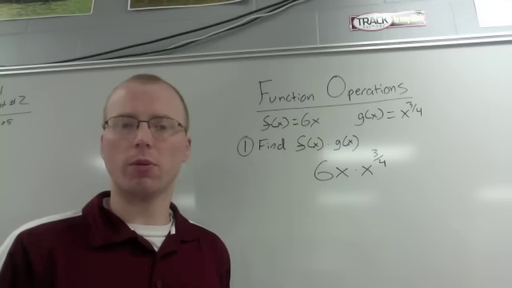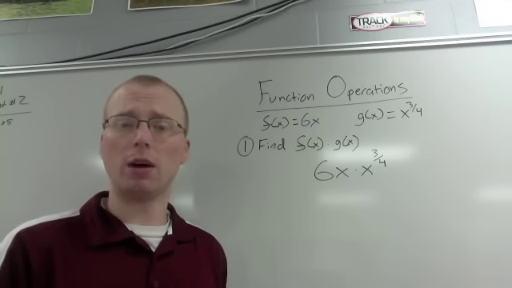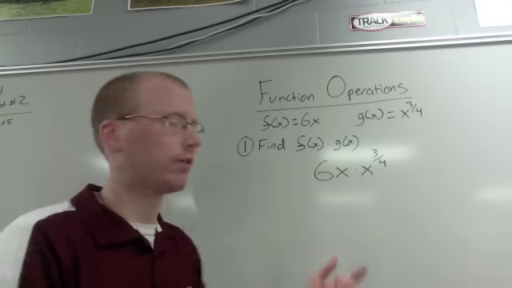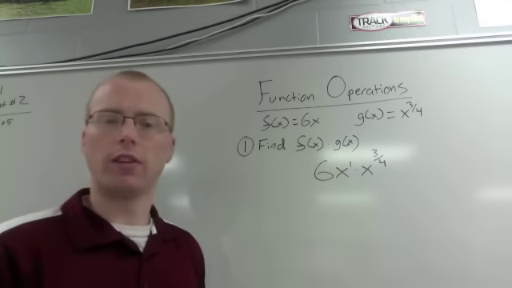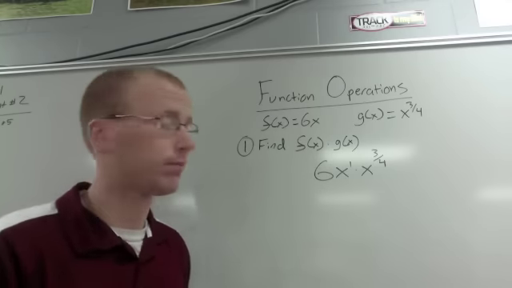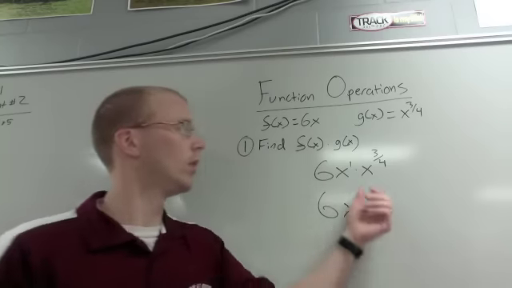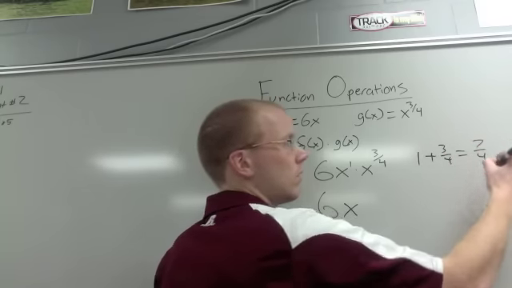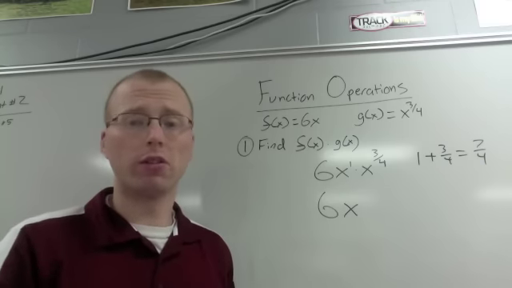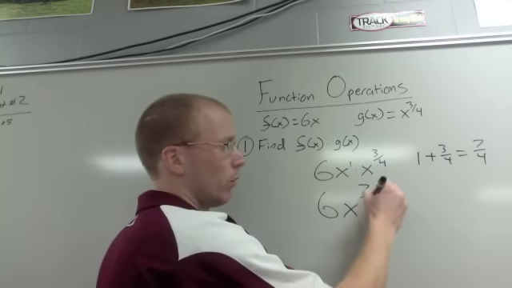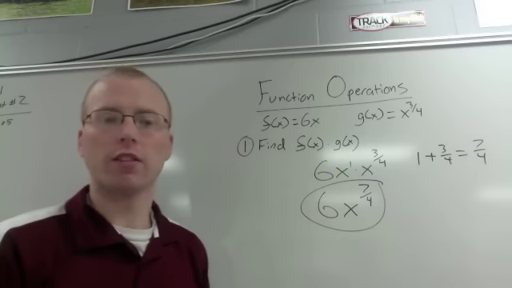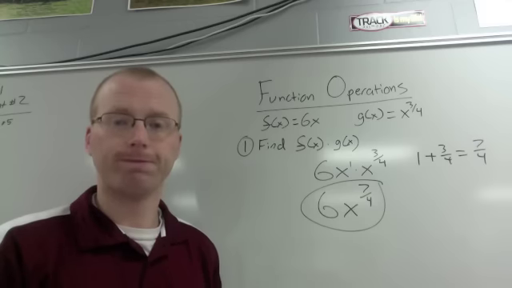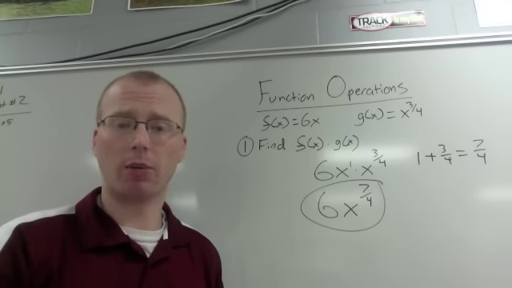To multiply these, just remember back to our exponent properties that we talked about last chapter. When you're multiplying variables, just add their exponents together. 6x is the same thing as 6x to the 1st power. If we add our exponents, one plus 3/4 is 7/4. So when we multiply 6x and x to the 3/4 together, we get 6x to the 7/4 as our answer. And that's basic multiplication with function operations.